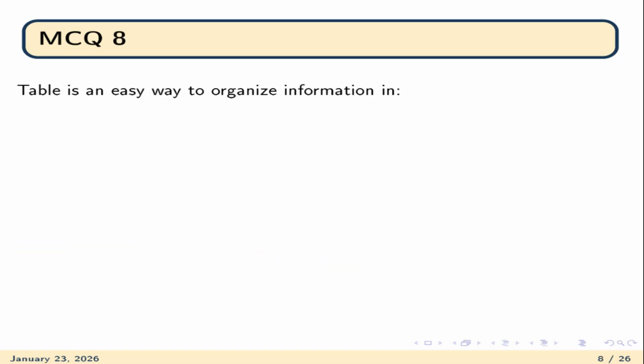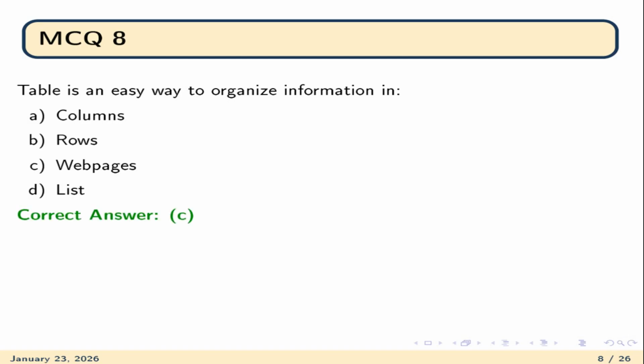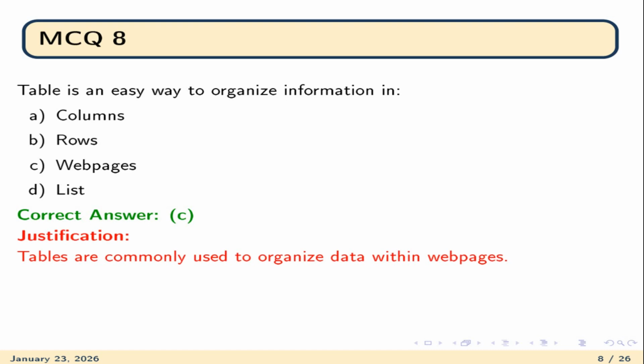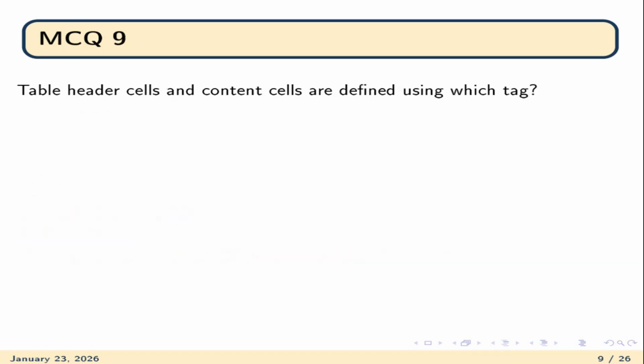Question number 8. Table is an easy way to organize information in columns, row, web pages, list. The correct option is C, that is web pages, because tables are commonly used to organize data within the web pages.